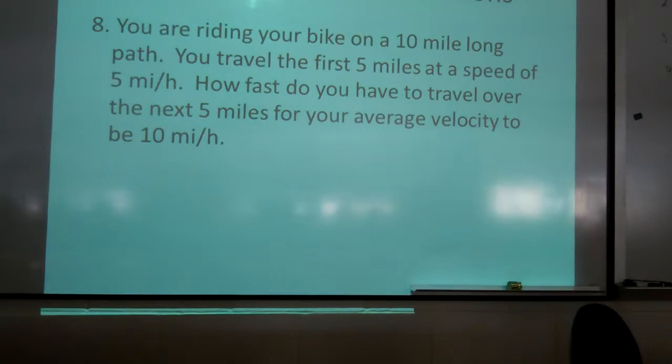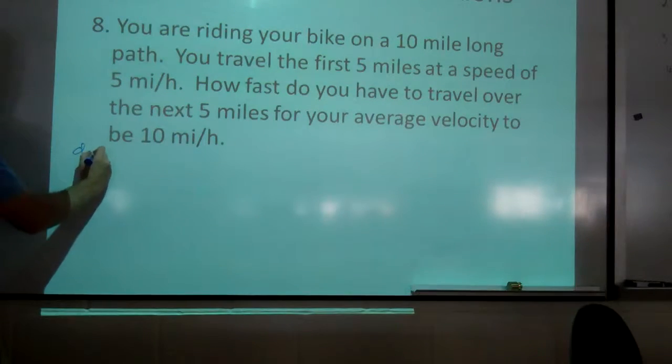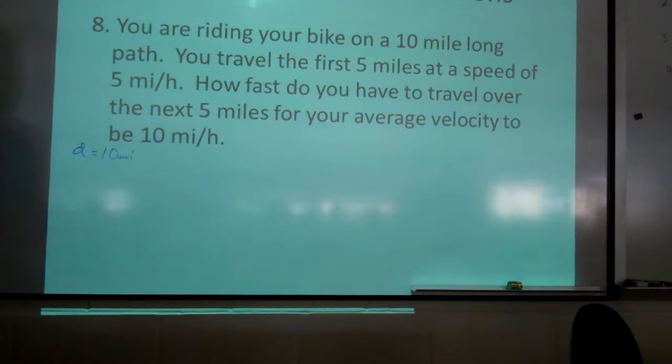So what's the total distance you're going to travel here? 10 miles. How long do you have to cover that distance of 10 miles if you want your average speed to be 10 miles per hour? 1 hour. So for your average speed to be 10 miles per hour, you need to cover that 10 miles in 1 hour. How long did it take you to cover the first 5 miles? An hour. So how much time do you have left to cover the second 5 miles? 0.